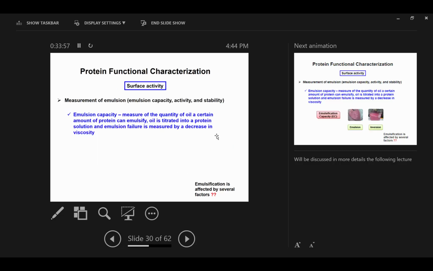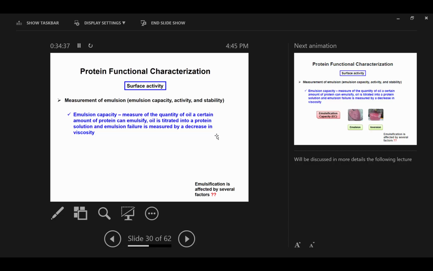Good. All right. The other thing you're going to measure in the lab is emulsification property, but one property in particular, which is emulsification capacity. Measurement of emulsion, you can measure the capacity, which is really measurement of the amount of oil that can be emulsified by a known amount of protein. We can usually say amount of oil per 1 gram of protein. That's usually the unit. So how much oil 1 gram of protein can emulsify? So that's your emulsion capacity.